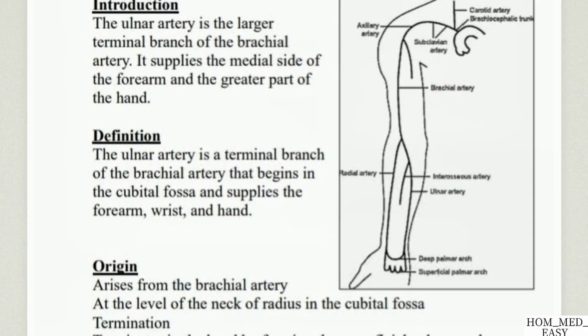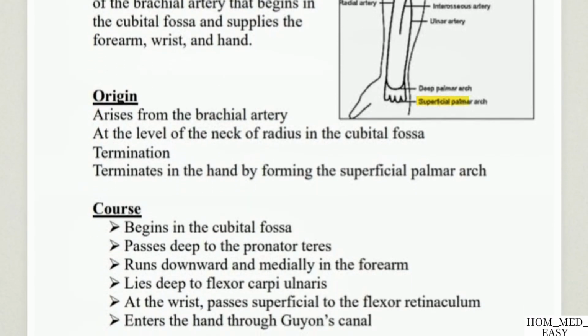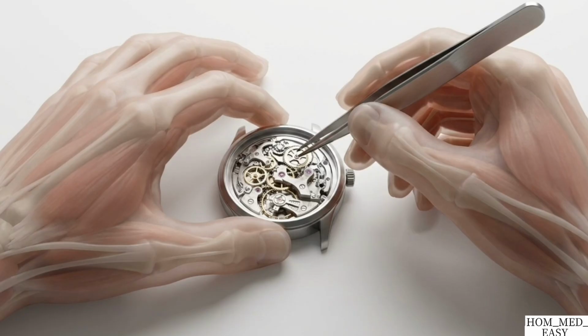The right branch, the ulnar artery, is larger. Following it down to the superficial palmar arch reveals its function, the definitive supply line for the medial forearm and hand. Our manual dexterity relies entirely on this high-volume pipeline delivering oxygenated blood exactly where it's needed.